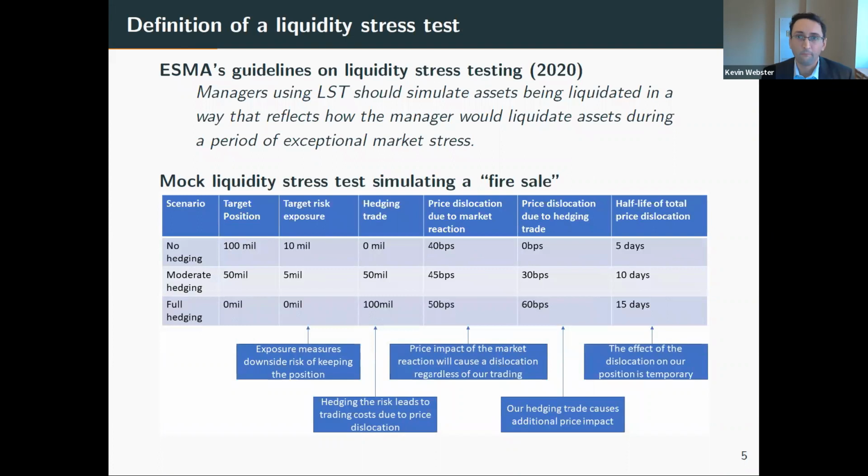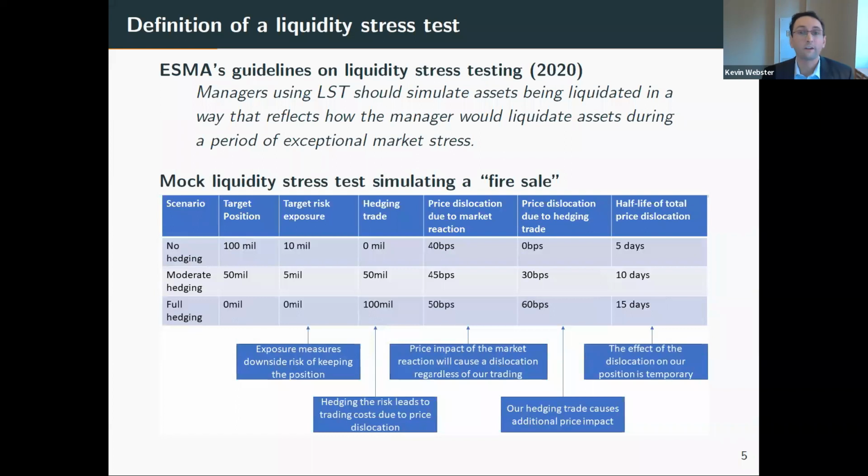On the liquidity risk side, I'm going to first quote the European regulator, the European Securities and Markets Authority. ESMA in 2020 published guidelines on how to run liquidity stress tests. In those guidelines, ESMA states, managers using liquidity stress tests should simulate assets being liquidated in a way that reflects how the manager would liquidate assets during a period of exceptional market stress. There's a lot in those guidelines, not all of it relevant to this talk, but amongst the technical specifications are terms like fire sale and an emphasis on the ability to simulate these reactions from the market, these price dislocations that Bernanke mentioned.